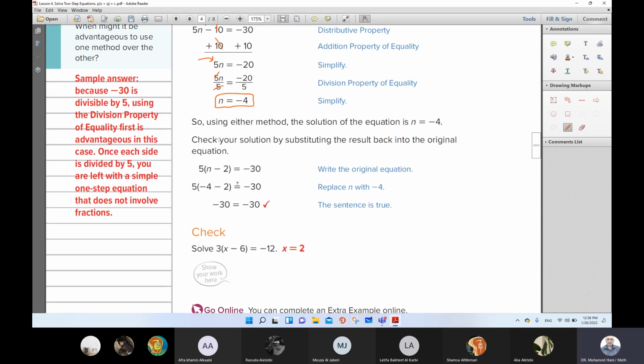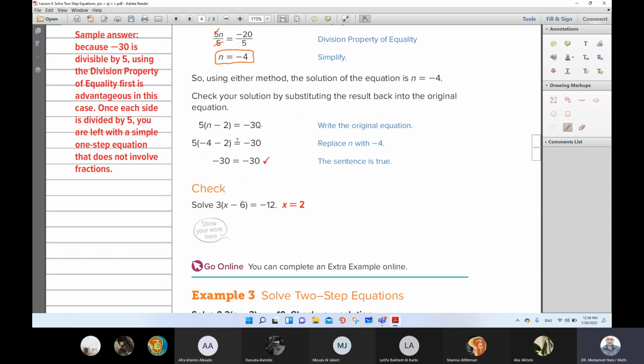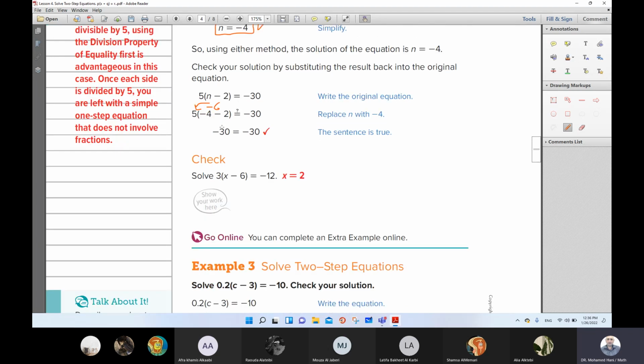If you want to check, rewrite the same equation with the value of n negative 4. Is the first side equal to the second side? Solve the first side. Negative 4 minus 2 means negative 6. Negative 6 times 5 will be negative 30. Is negative 30 equal negative 30? Yes. So this is the correct equation, which means this is the correct solution.